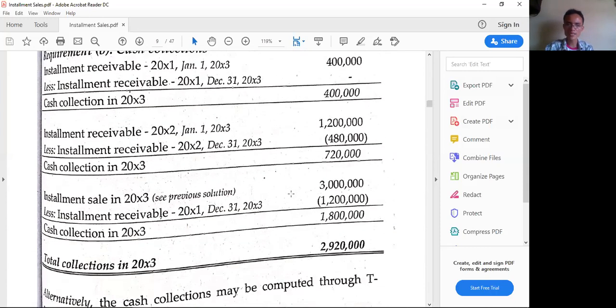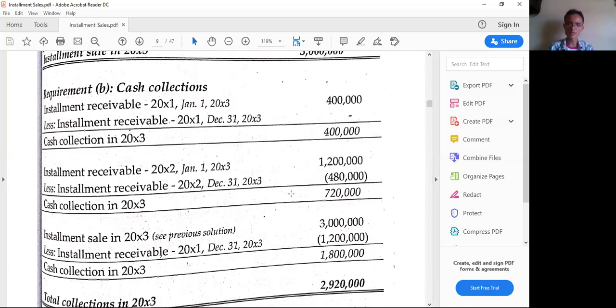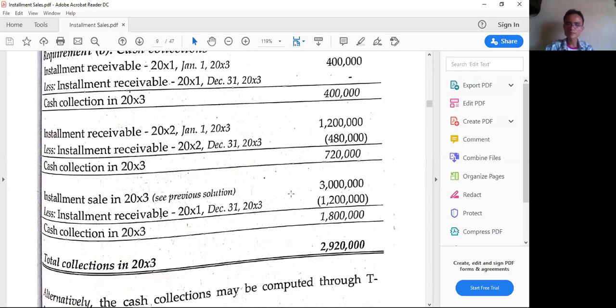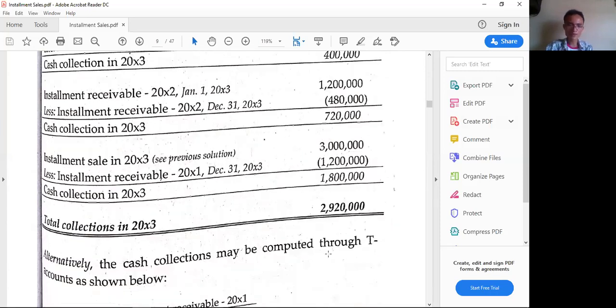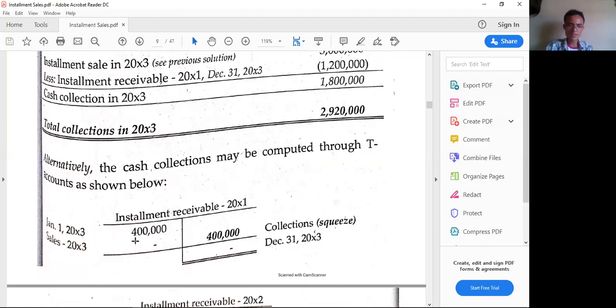All right, so bottom line, cash collections is simply the difference between the receivable at the beginning and receivable at the end. If the receivable decreased, meaning we've collected a portion of that, which is normal, right? Because in business, we have to collect, otherwise we won't have cash available for our operations. So that's 2,920,000. And then there's an alternative way using T account.